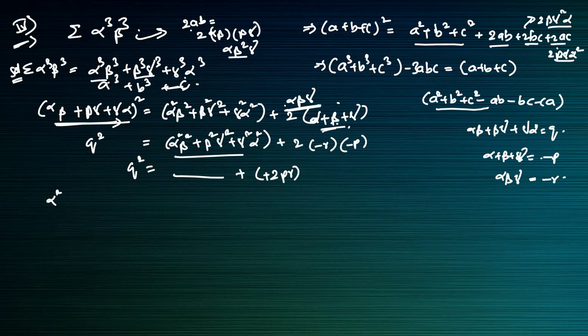So alpha square beta square plus beta square gamma square plus gamma square alpha square is equal to q square minus 2pr. This is the one thing we had to find, so we got this one here.